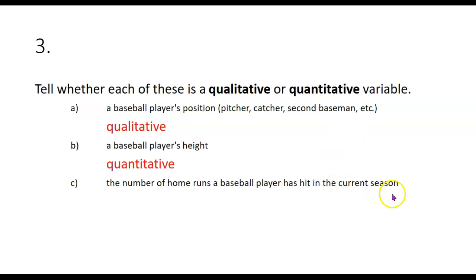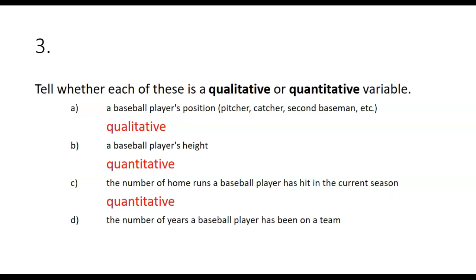How about the number of home runs a baseball player has hit in the current season? Quantitative. Again, that is a number, a quantity. How many of something there is. And what about the number of years a baseball player has been on a team? Also quantitative.